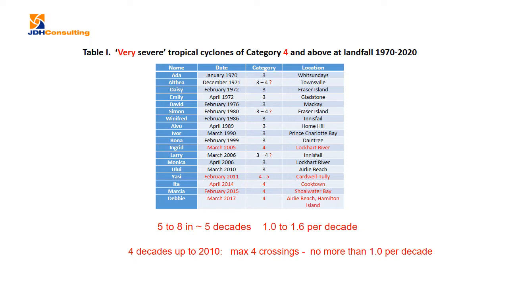Now there's 5 of them in red, and there's another 3 that I've got question marks there. They could be category 4. They're either 3 or 4. So over that 5 decades, we've got somewhere between 5 and 8 very severe tropical cyclone impacts. So that's only 1.0 to 1.6 per decade.